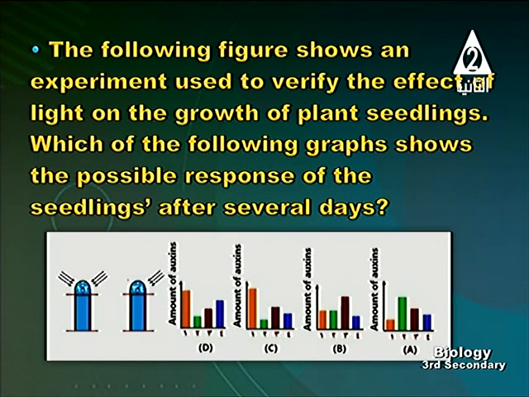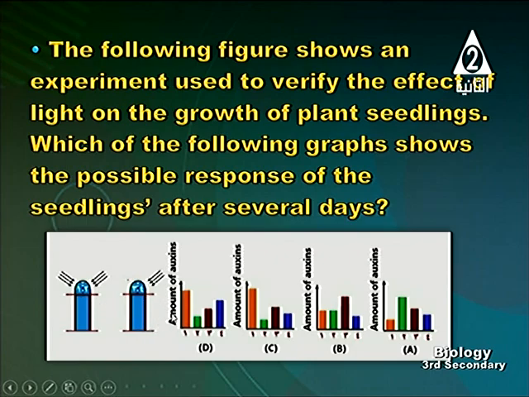The following figure shows the experiment used to verify the effect of light on the growth of plant seedlings. Which of the following graphs shows the possible response of the seedlings after several days? When you look at the figure, number 1 and number 2 have equal distribution of auxins as light comes to them in equal amount. But for number 3 and 4, the light is exposed to this part from only one side. So all auxins will migrate to part number 3. So the highest concentration of auxins in all parts of this figure will be in part number 3. Number 1, number 2, and number 4 have equal concentration of auxins.